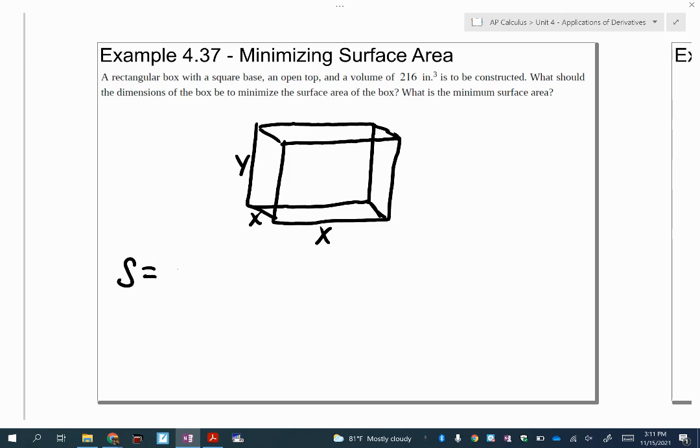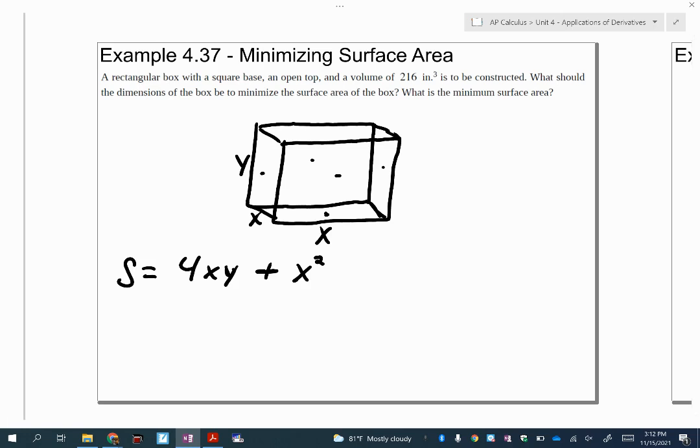So that's going to be 4 of them, right? There are 4 vertical faces, 1, 2, 3 that are facing us, and then one on the backside. So that's 4 times X and Y. And then plus, I just need the area of this base because we said the top is open. So the area of the base is X times X, which is X squared.